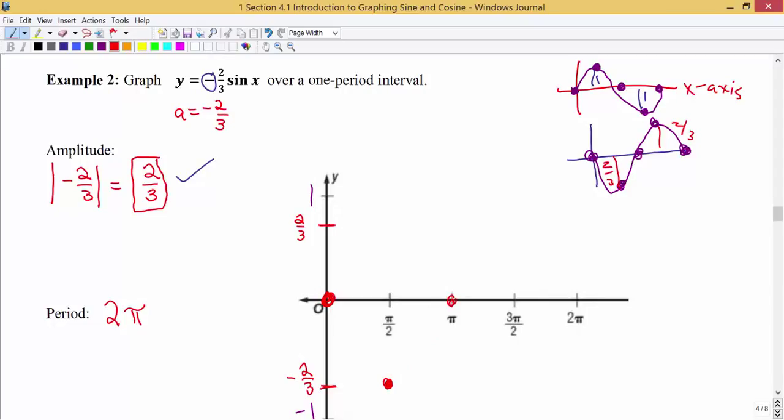For the third point, we're going to come back up to 0. For the fourth point, we're going to come up to positive 2/3. So we have that 2/3 distance from the middle to the top. And then for the last point, we're going to come back down to 0. So we have our sine wave, 1 period, flipped upside down. And now with an amplitude of 2/3 for the graph.